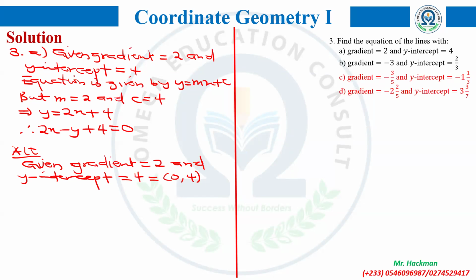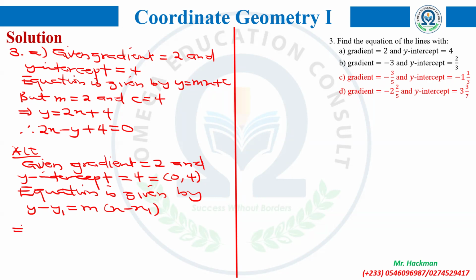Yes. Okay, so it means this time round, I've moved the question from gradient-intercept form to point-slope, or gradient form. So I will quote that formula instead. So I'll write, equation is given by, and what do you come and quote? That will be y minus y1 is equal to m into x minus x sub 1.